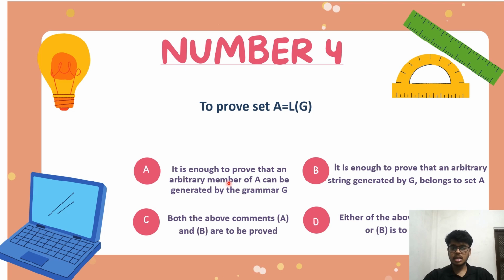Option A: it is enough to prove that an arbitrary member of A can be generated by the grammar G. Option B: is it enough to prove that an arbitrary string generated by G belongs to set A? Or option C: both the above options A and B are to be proved. Let's find the correct option.